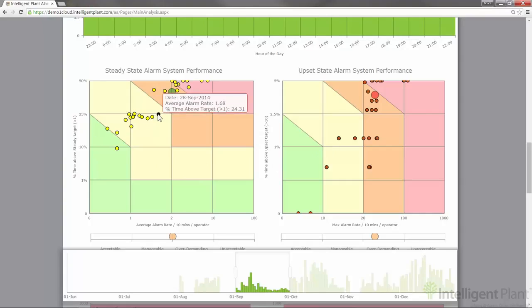For each chart, the small dots represent a day in the period selected, and the single large dot is the average of these.